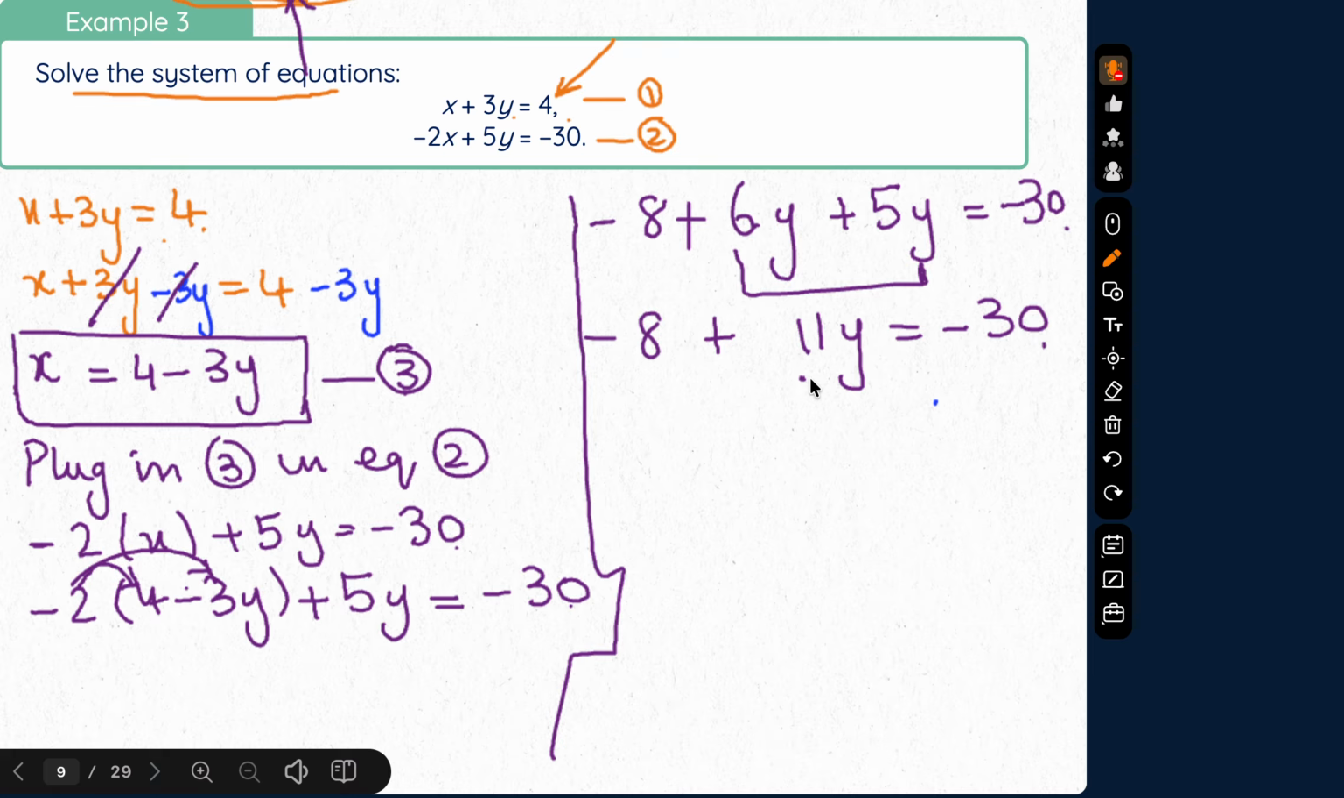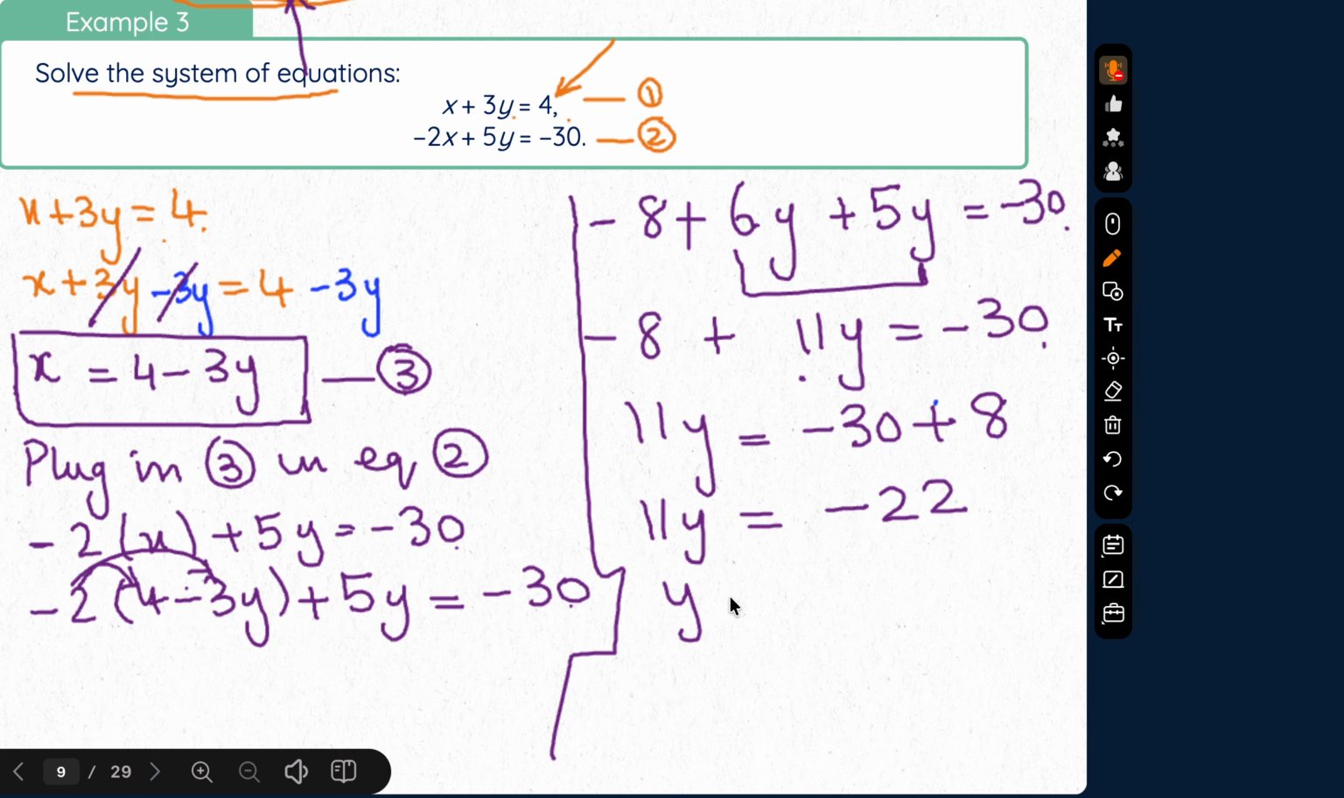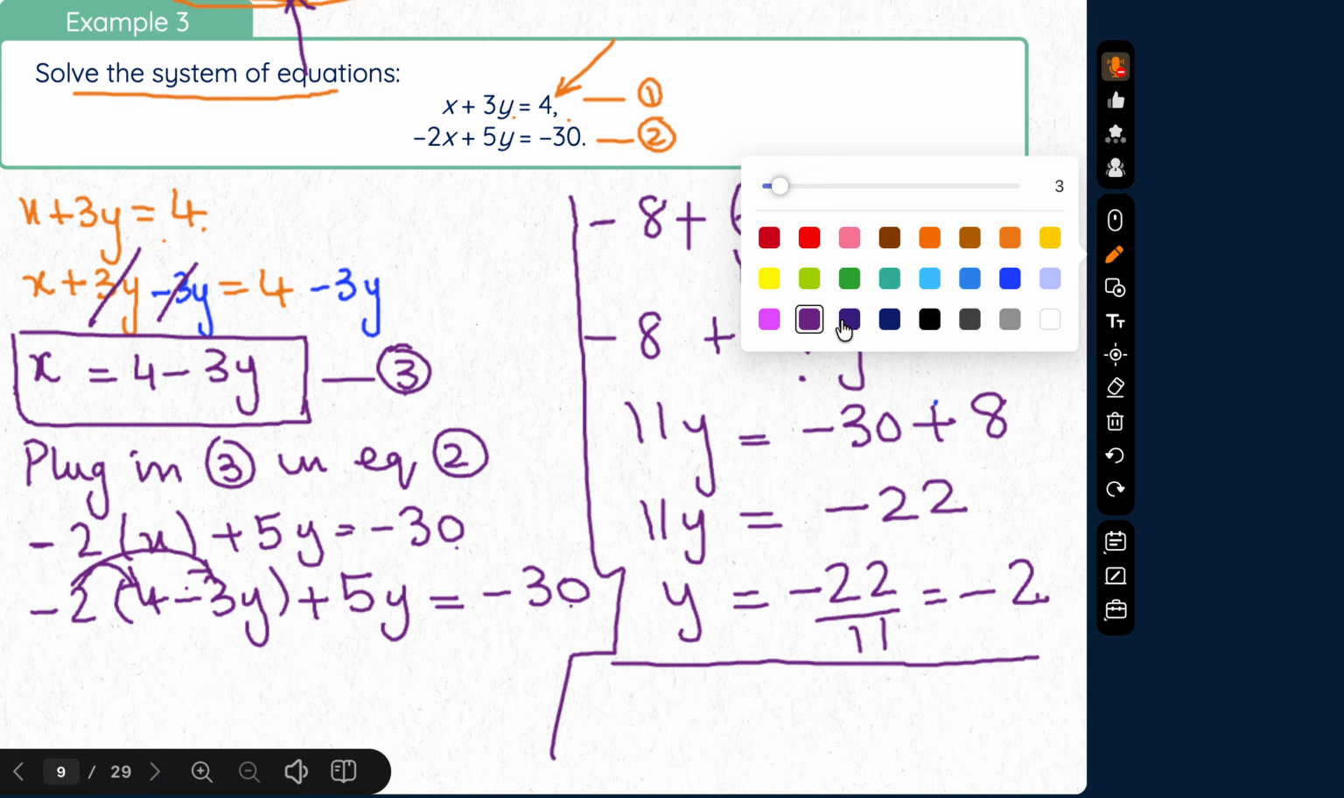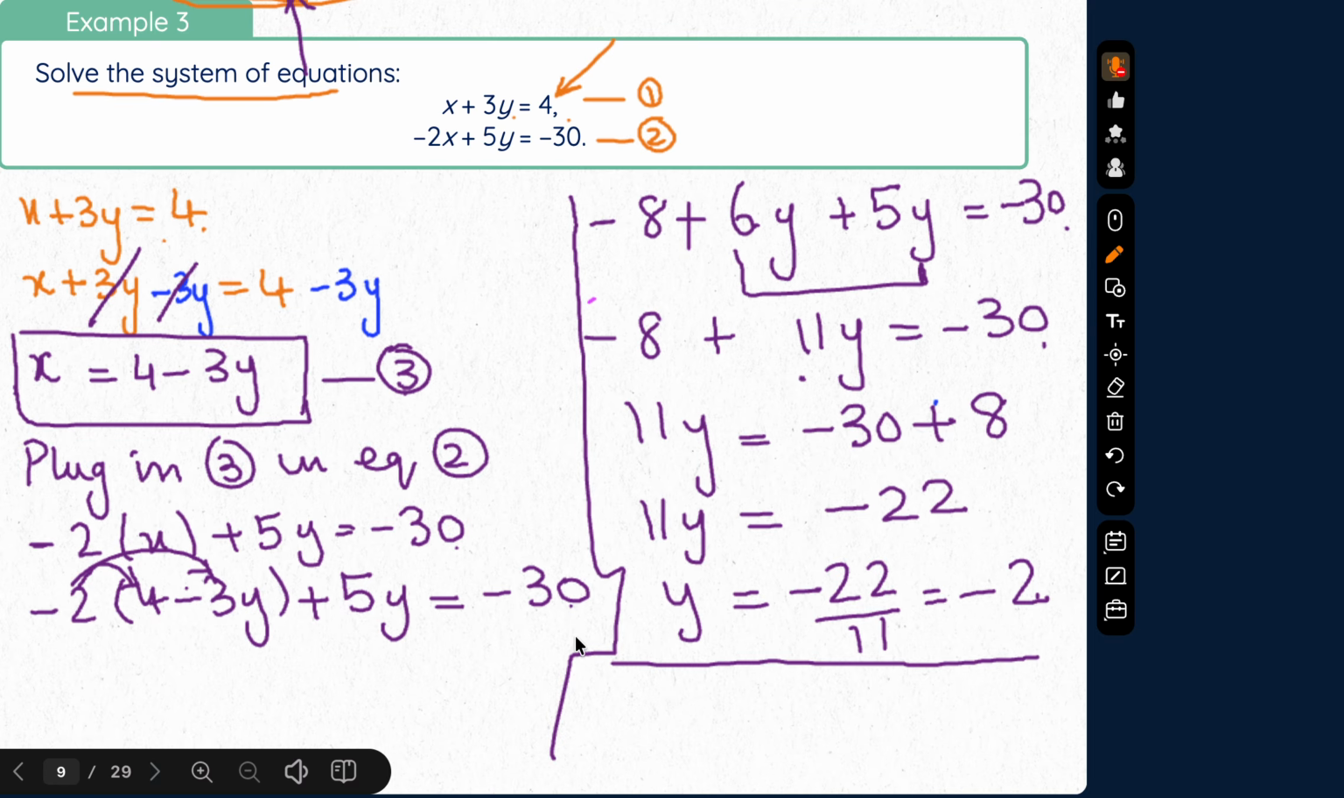Now I want the value of y, so I can arrange this for y. I'll get 11y is equal to negative 30 plus 8, so negative 22 is equal to 11y, and y would be equal to negative 22 over 11, which is equal to negative 2, right? In this way I got the value of y, which is negative 2. And now I can plug in the value of y in the third equation to get the value of x, right?